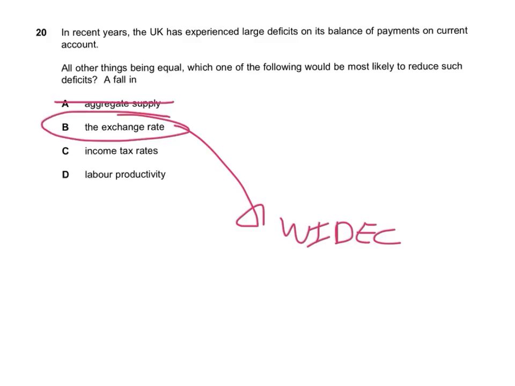Right, if we reduce income tax rates, people will have higher AD. AD will be going up, which means they could buy more imports, so it'd be bad. And then D, if there's a fall in labour productivity, our goods would become less competitive abroad, so no one would buy them. So that answer's wrong.